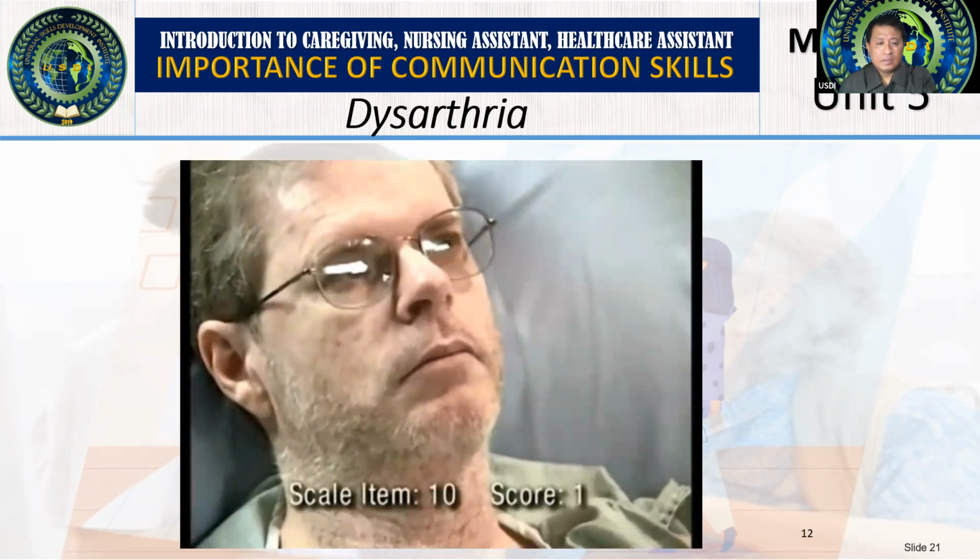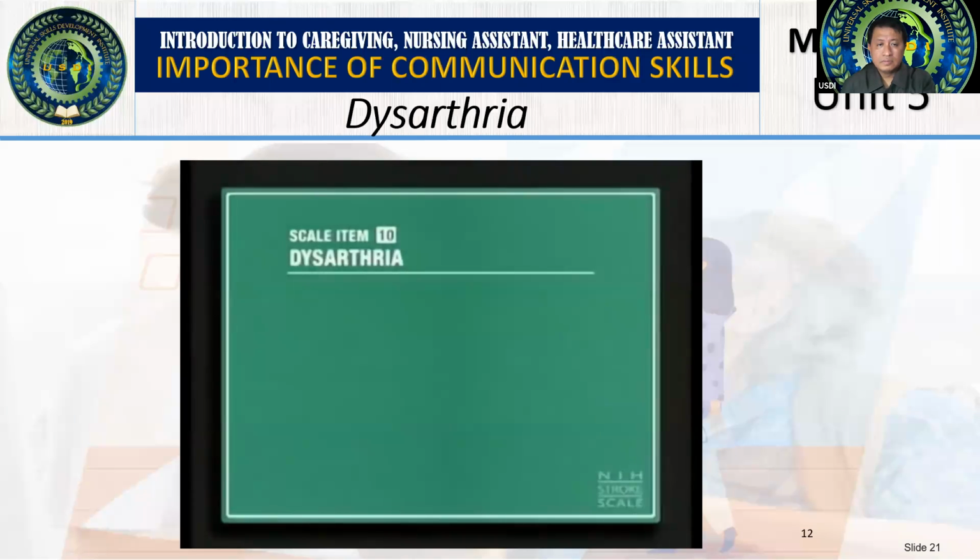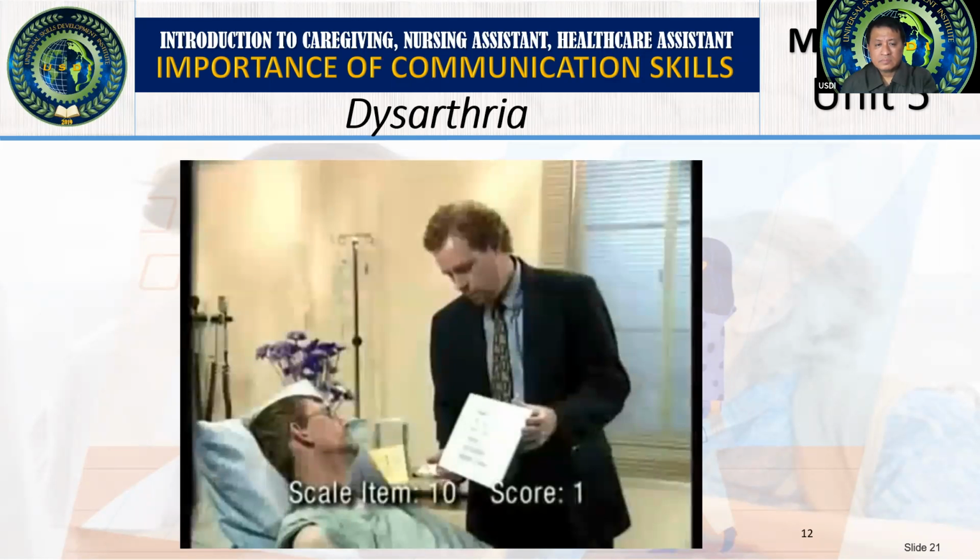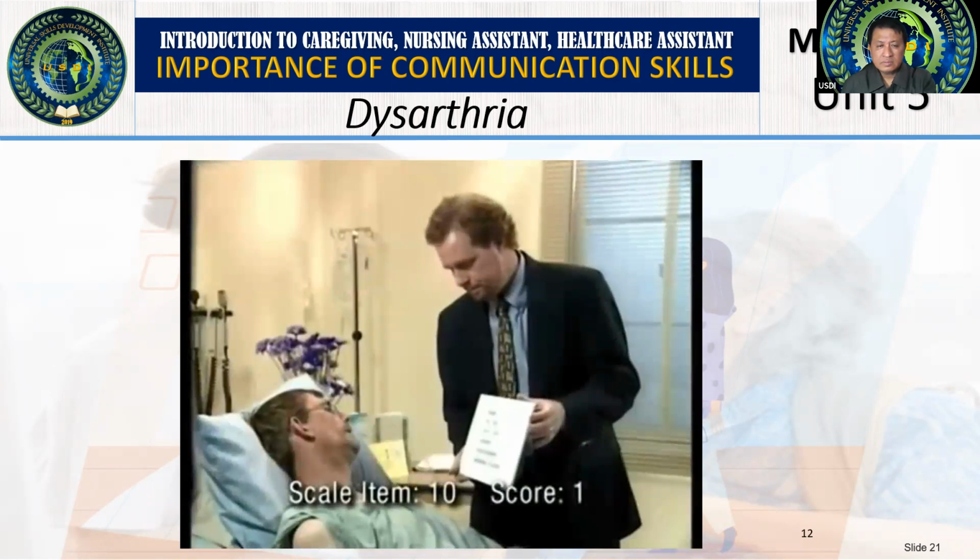Okay. For scale item number 10, this patient scored a 1. Let's look at how this scale item is scored. Score a 0 for patients with normal speech who read all words without slurring. Score a 1 for patients with mild to moderate speech defects and some slurring, but who can be understood. Would you read those words for me, please?